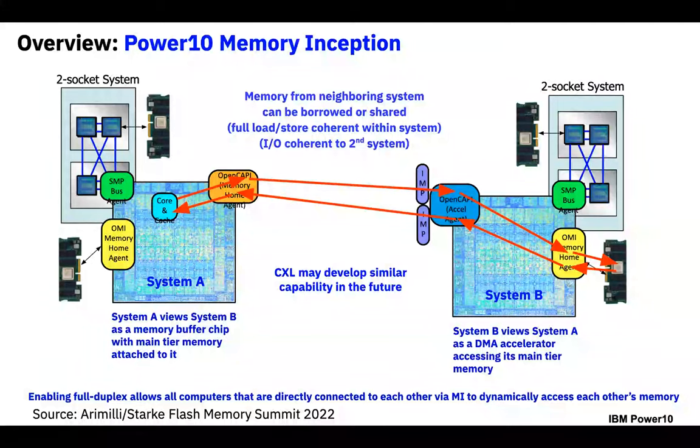So you can think of a Power chip now as a router. I come in with a virtual address, it gets translated to a real address, and based on that real address, I'm going to come out one of the memory ports, a particular OpenCAPI port on the other end.